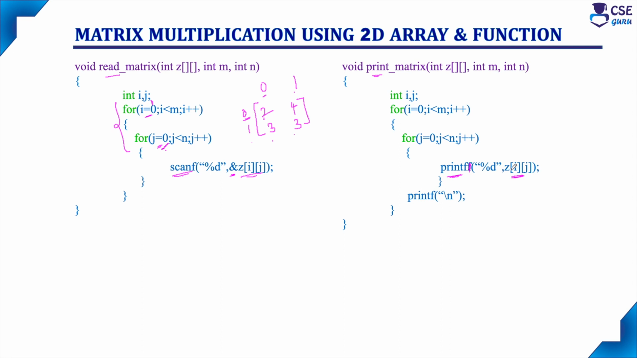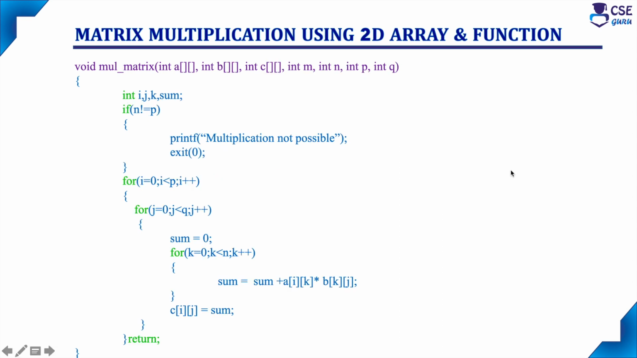Now we will check the logic of matrix multiplication. Normally, how do we do matrix multiplication? Consider matrix A with values 2, 1, 2, 3. Similarly, the second matrix is matrix B with values 2, 3, 4, 1. How do we get the resultant matrix C? This is the resultant matrix.